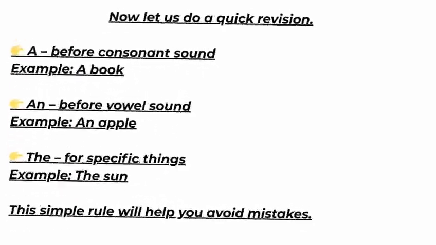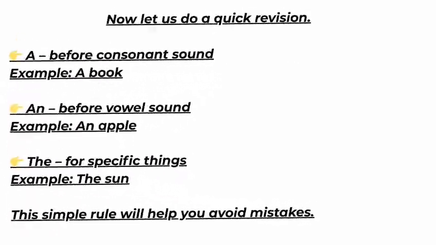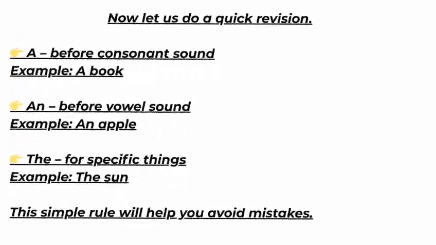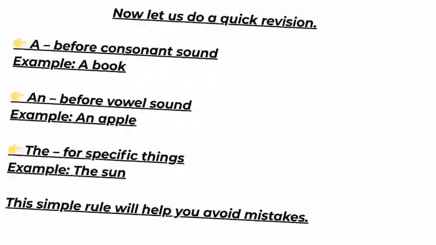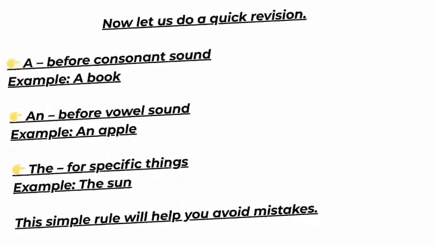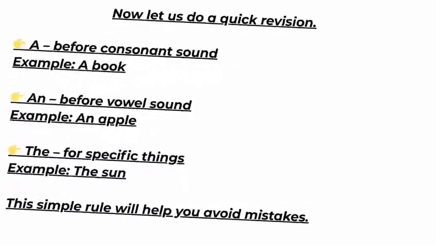Now let us do a quick revision. "A" before a consonant sound. Example: a book. "An" before a vowel sound. Example: an apple. "The" for specific things. Example: the sun. This simple rule will help you avoid mistakes.